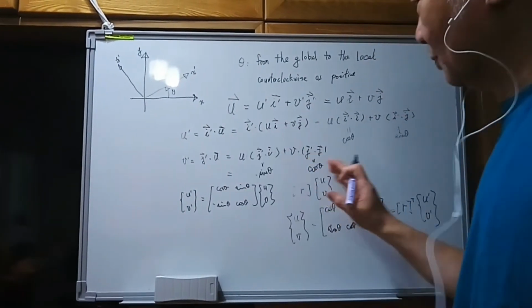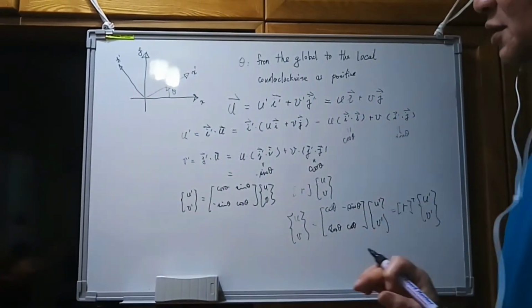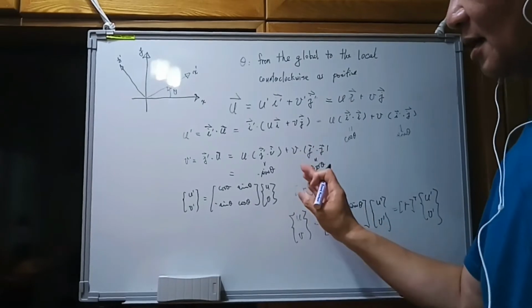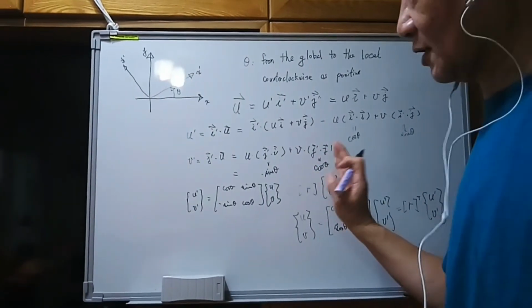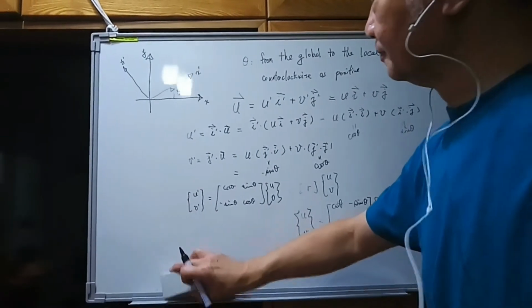Okay, so remember what the R matrix is, what the R transpose matrix is, and which vector components we need to multiply and which ones we can get.